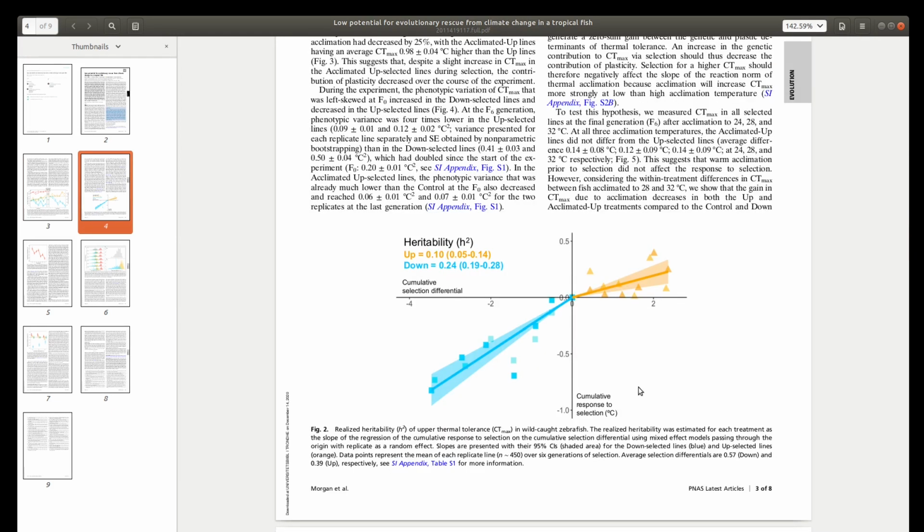So if you do a regression to estimate heritability, like we'll be doing in the lab this week, the up-selected lines showed a heritability of 0.1, and the down more than double that, 0.24. So the heritability indicates the amount of heritable variation that's in the population and has a potential to respond to selection.